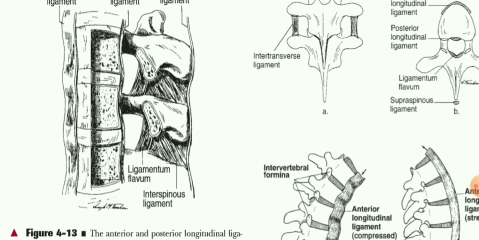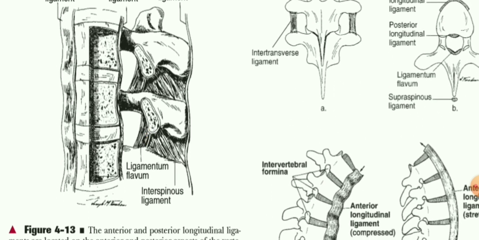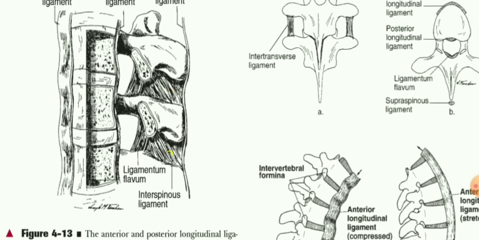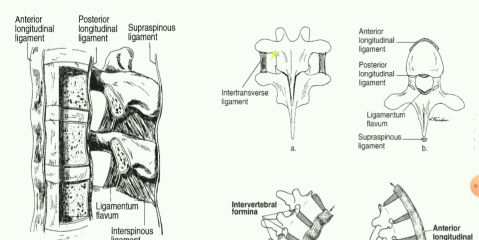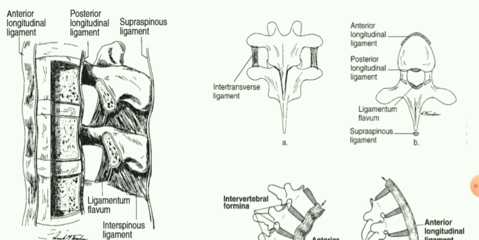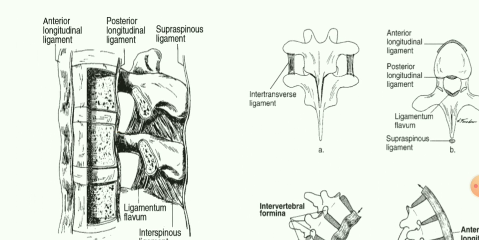Then we have the ligamentum flavum. The ligamentum flavum mainly connects the laminae of two vertebrae. Then we have the interspinous ligament, which is mainly in between the spinous processes of the vertebrae, and we have the intertransverse ligament between the transverse processes of adjacent vertebrae. So these are the main 6 ligaments which are seen in the vertebral column.